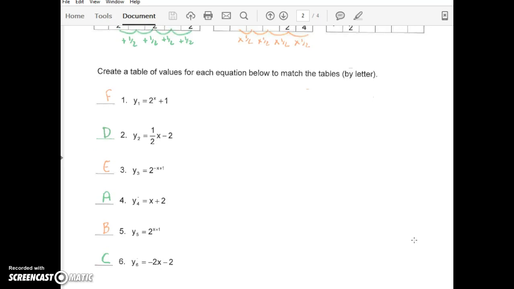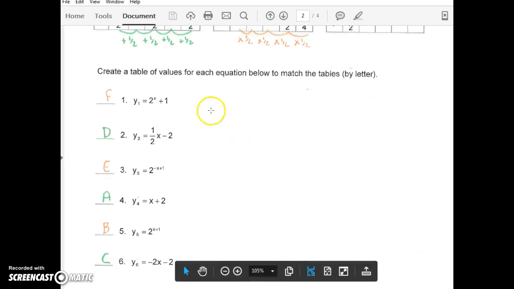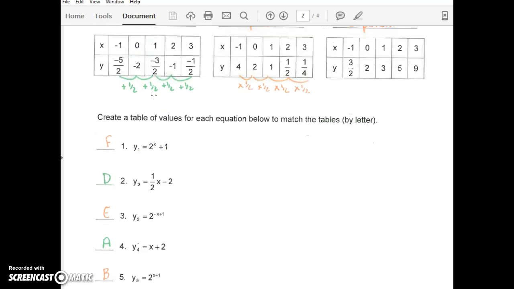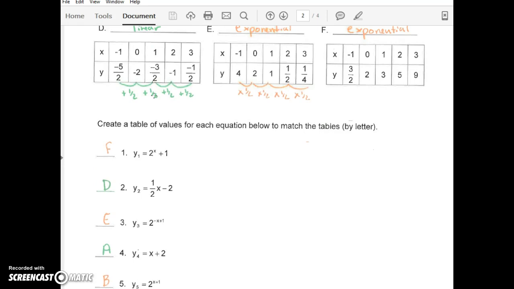Now again, to do this, we're just going to pull up a table. We're going to go to y1, and we're going to type this equation in, and we're going to look for the table that matches up best. And F is the one that matches up best. And same thing with D. We're going to type number 2, we're going to type this equation in. We're going to look for the table that matches up best with this.